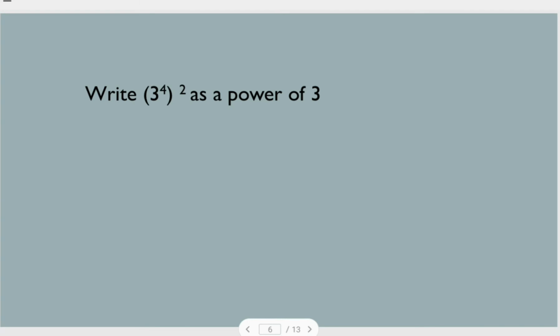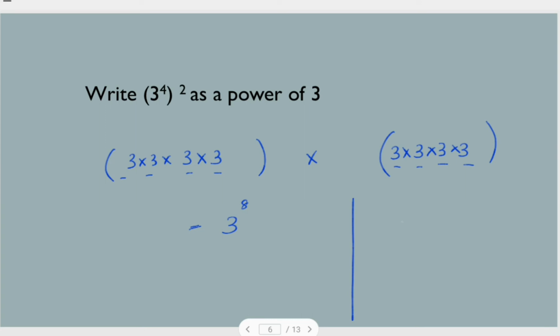As the third one, I'm getting a power. This means that you've got 2 packs of 3 to the power 4, and you have to multiply them together. So your answer would be 3 to the power 8. Instead of doing it like that, you can just multiply 4 by 2 and you get the answer as 3 to the power 8.